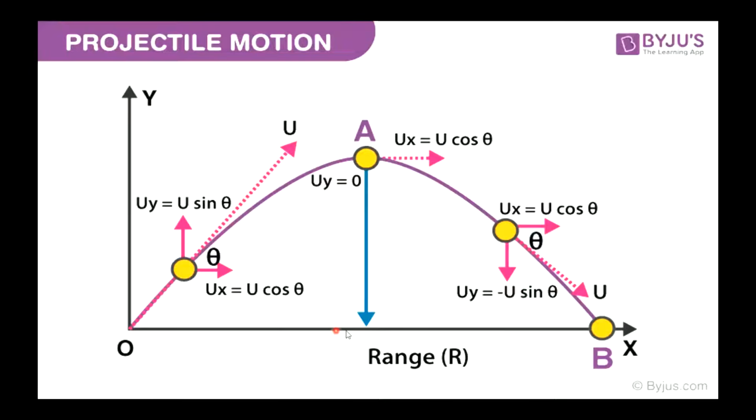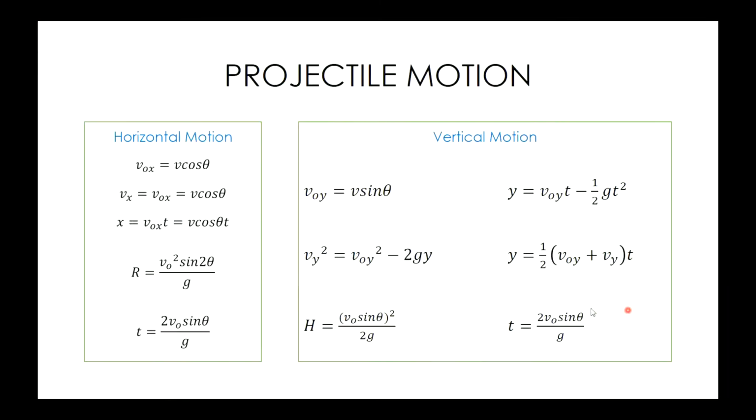Okay, this is the range again. The maximum distance traveled from the first point up to nalaglag na siya ulit is VO squared sine 2 theta over G. So, square of the initial velocity times sine of twice the angle over gravitational acceleration. Now, for the time, ang formula naman natin is 2VO sine theta over G. So, 2 times initial velocity sine theta over G.